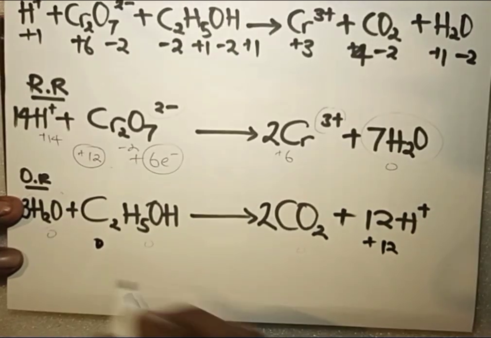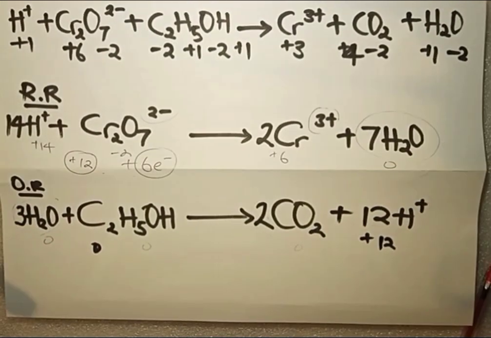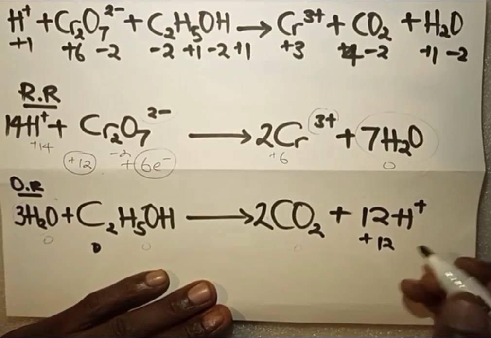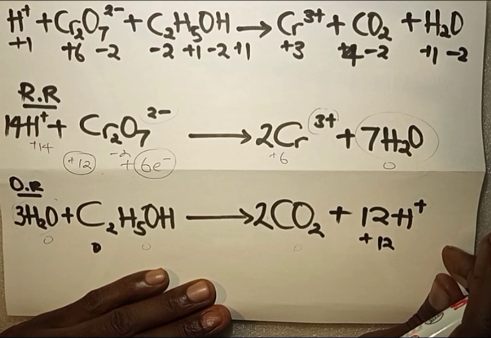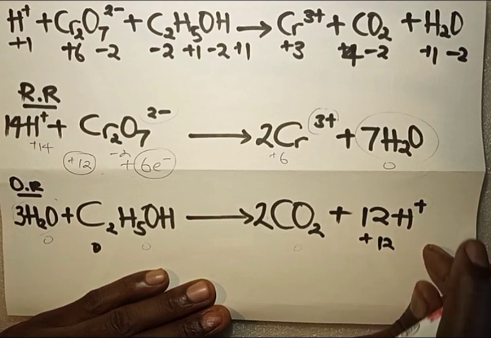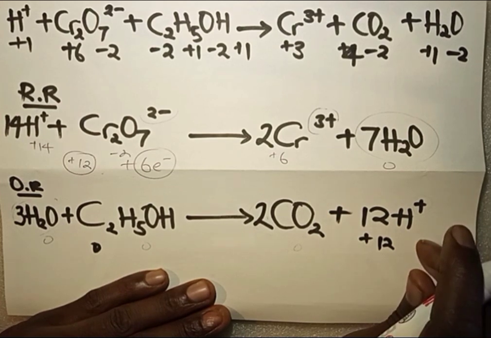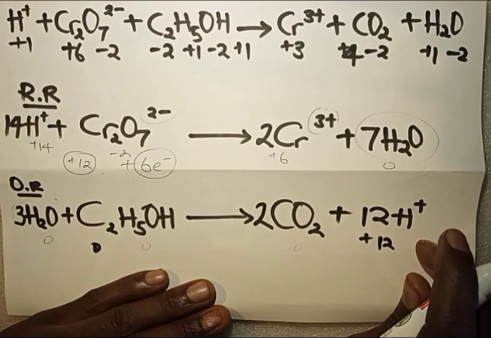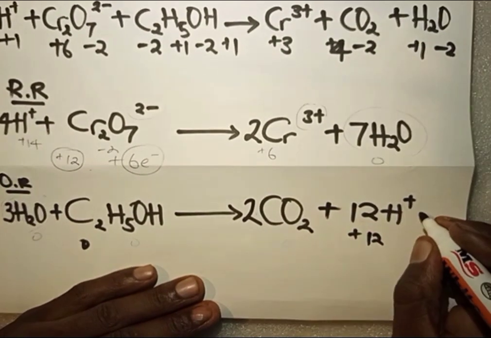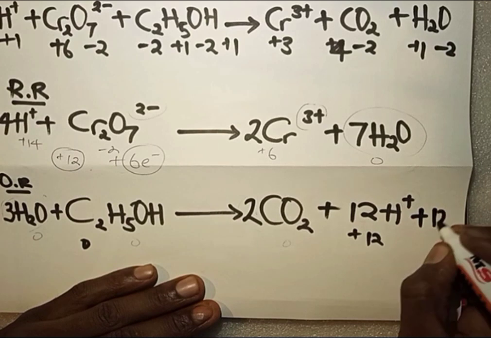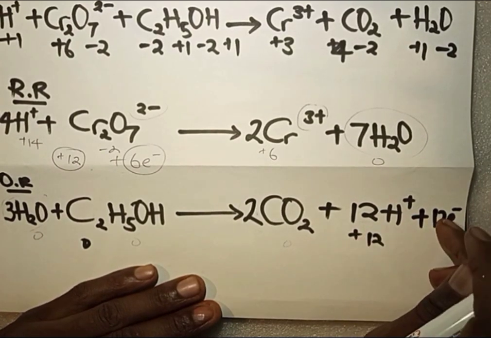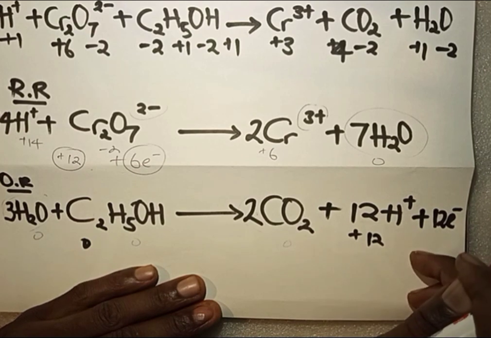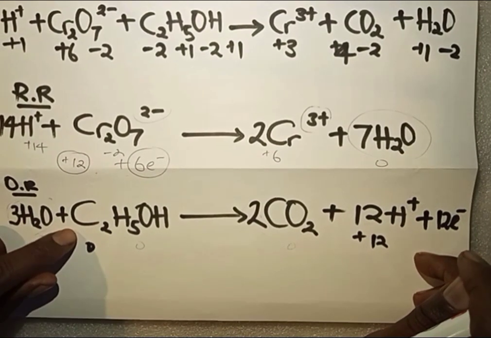Since here we have 0, here we have positive 12. So what we'll do is add 12 electrons this side so that it balances. We're going to say plus 12 electrons, so that this 12 plus this 12 gives us 0, so that it balances with this 0 this side.